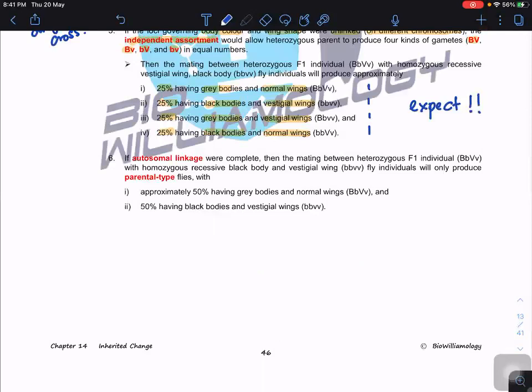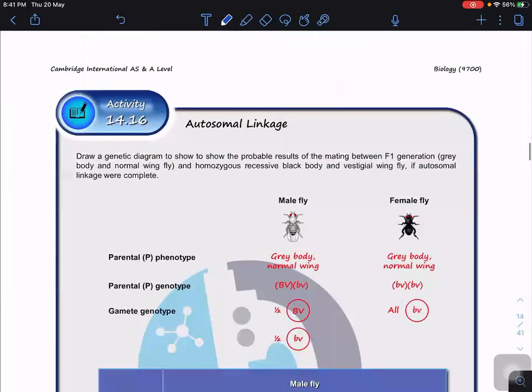This is what the sentence here means: if autosomal linkage were complete, meaning they're located on the same chromosome, then the mating between the F1 individual, big B, small b, big V, small v, heterozygous, with the homozygous recessive black body, vestigial wing or short wing, would produce 50%, 50%. So 50% will be gray body, normal wing, as I showed you, and another 50% black body, vestigial wing, in a 1-to-1 ratio.